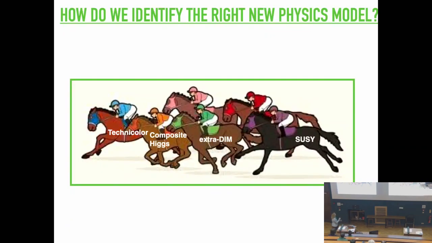Very good. But how do we know? How do we identify the right new physics model? It's as if we are at a horse race where there are a lot of different models that people are betting on depending on their theoretical preferences. So how do we understand which one is right? I just mentioned Technicolor, composite Higgs, extra dimensions, supersymmetry, but there are many more, okay?